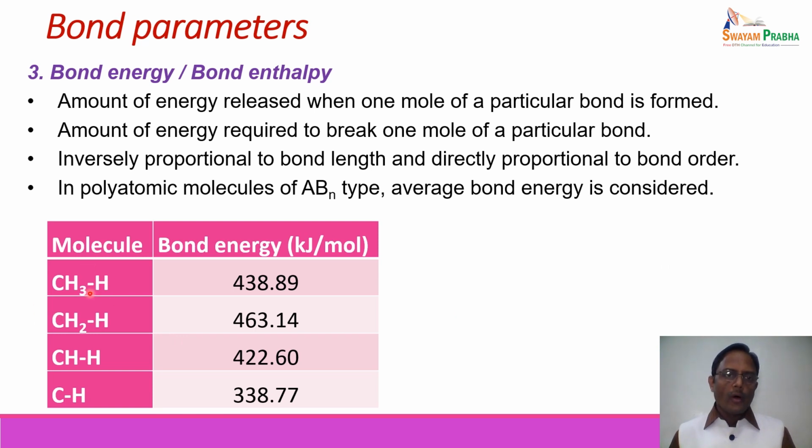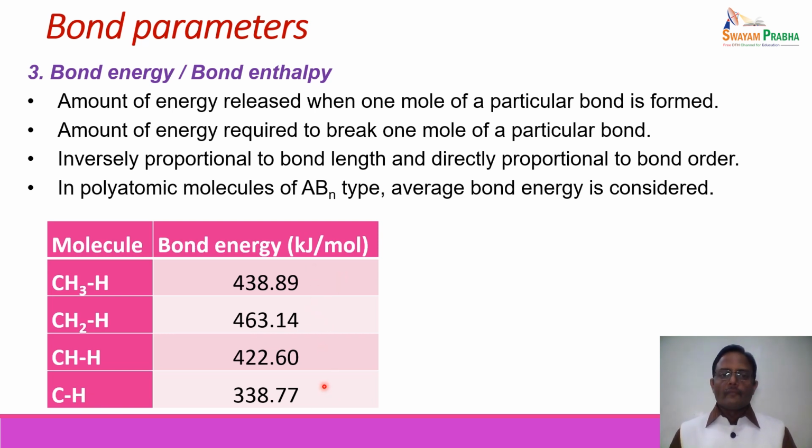The first bond, if we want to break, we will have to supply an energy of 438.89 kilojoule per mole, while the bond dissociation energy for the second bond will be 463.14. For the third C-H bond it is 422, while for the fourth C-H bond it is 338.77 kilojoule. Now it is interesting to see that even if all the 4 bonds are C-H bonds, the first bond is broken from CH3-H, whereas the second bond is broken from CH2-H, the third bond is broken from CH-H, and the fourth is from C-H. So hence the bond energy differs slightly.